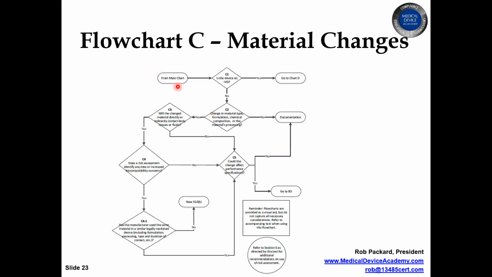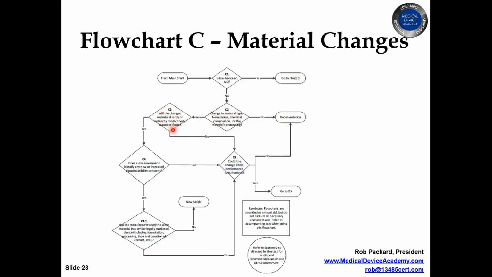So from the main flowchart, you determine there's a material change. Then the next question is: is this an IVD device? If it is, then you go to another chart, but let's assume it's not. Let's say it's a catheter, like the previous example. Is that a change in material type, formulation, chemical composition, or material processing? Let's say they changed the Teflon composition. Then the answer would be yes, so we go here.